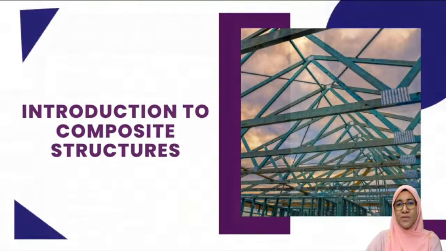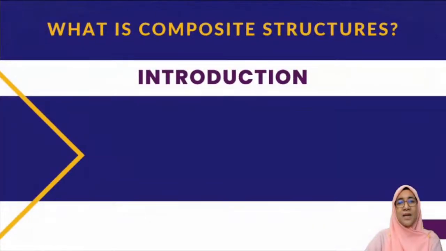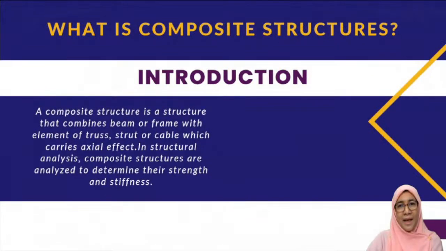Okay, what is composite structure? Actually, composite structure is combination of EI and EA in one structure. EI is flexural rigidity. We normally consider EI when we analyze beam and frame, and we consider EA when we analyze truss. And in composite structure, there is combination of EI and EA under one structure. Basically, it is combination of beam and frame with element of truss.